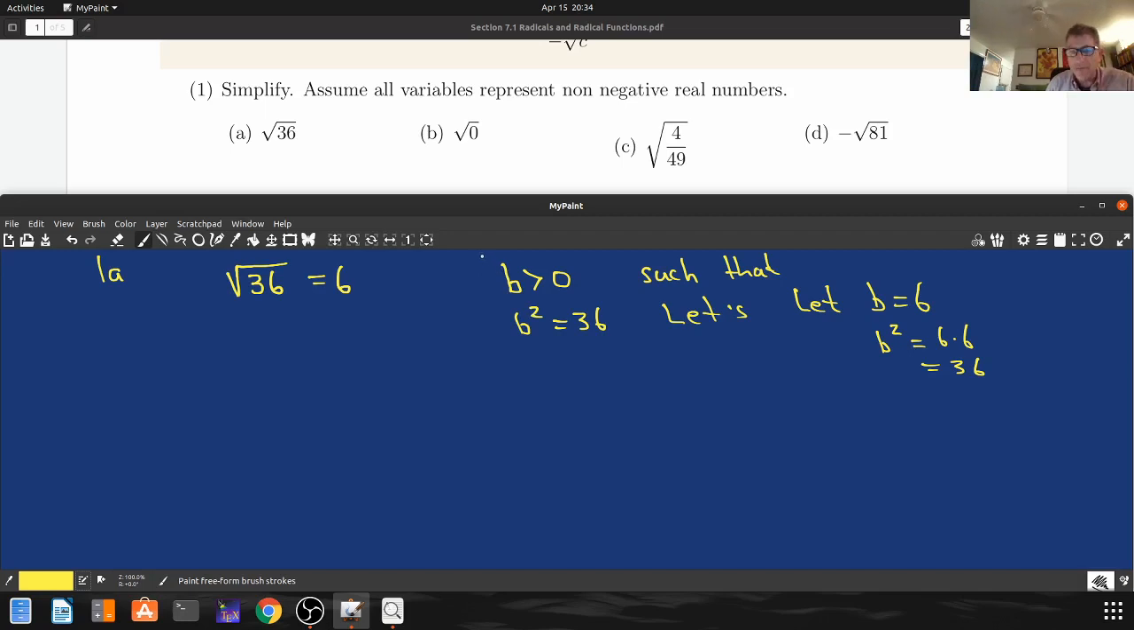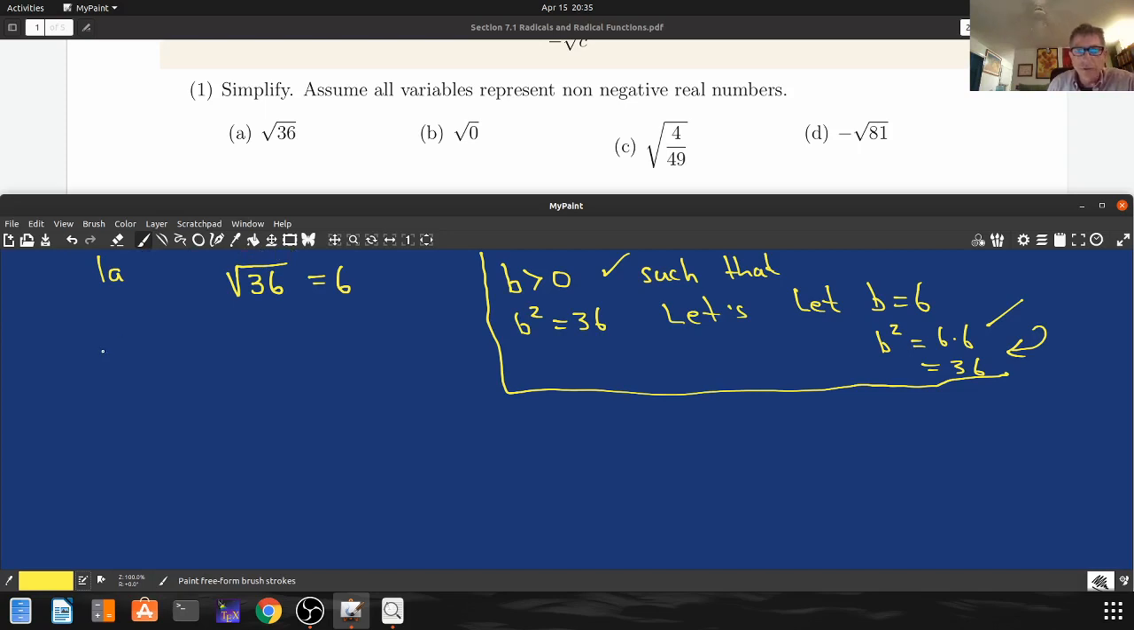So I did all of this because really, you say, why are you doing all of that? We know that the answer is 6, because I want to show you everything in math boils down to the definition. And for the answer to be 6, it has to satisfy the case that b is greater than 0 and b squared is equal to the number under the radical.